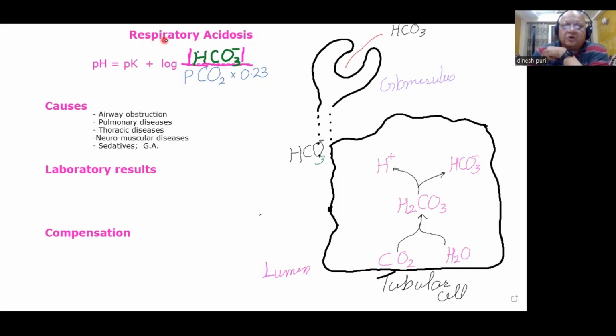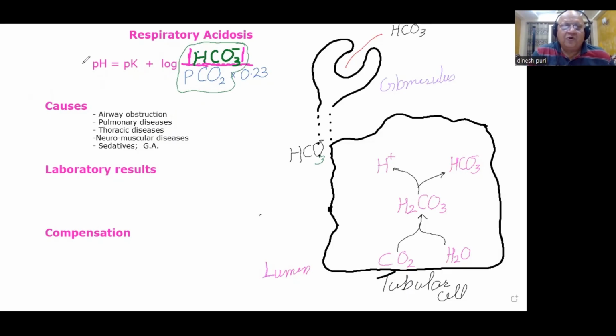So we are going to talk about respiratory acidosis today. As we discussed earlier, the pH can change only if this ratio of bicarbonate and PCO2 changes. That is the only way pH can alter, if there is alteration of the ratio as encircled.